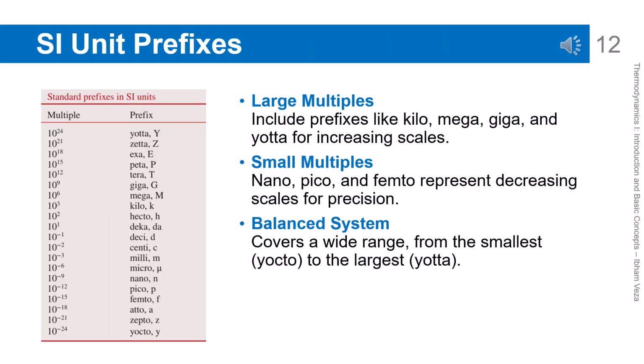SI unit prefixes. The SI system uses prefixes to represent very large and very small numbers. Prefixes such as kilo, mega, and giga are used to simplify large numbers. Conversely, nano, pico, and femto are used for extremely small quantities. This wide range allows measurements from atomic to cosmic scales. Understanding unit prefixes is essential for correctly reading and writing engineering data.